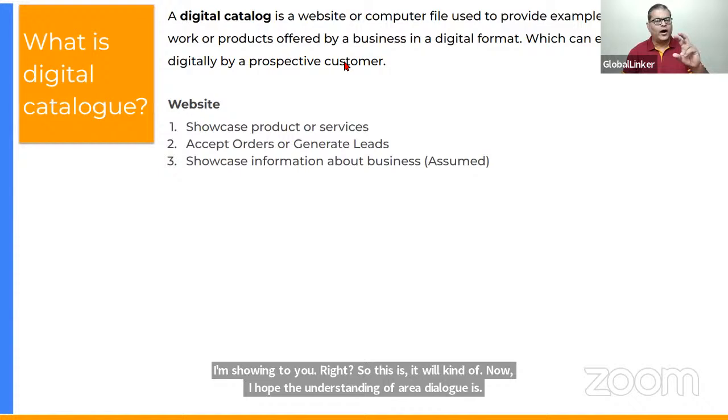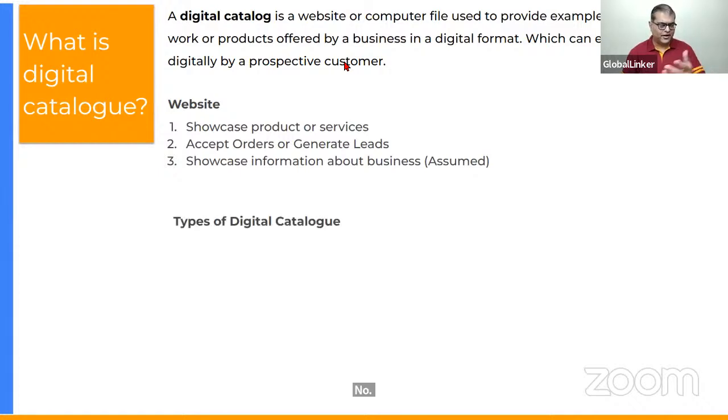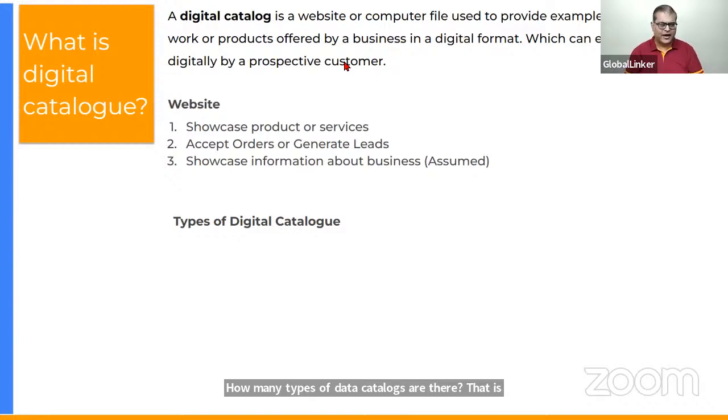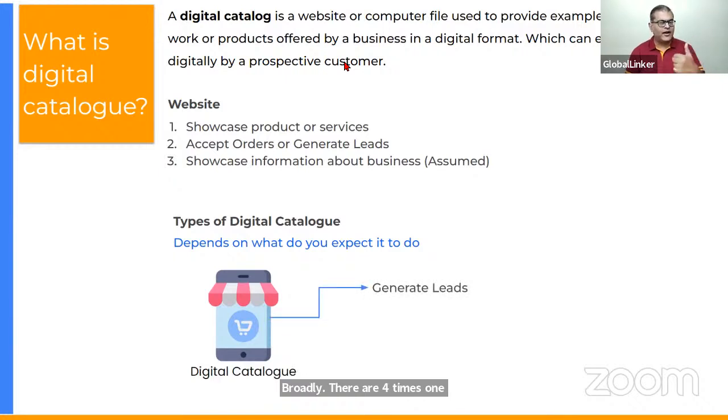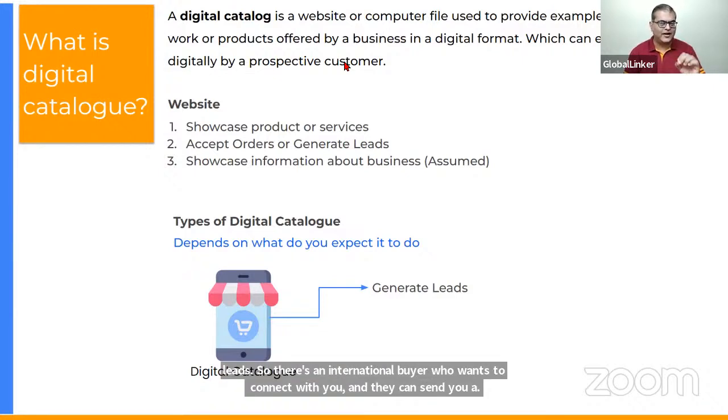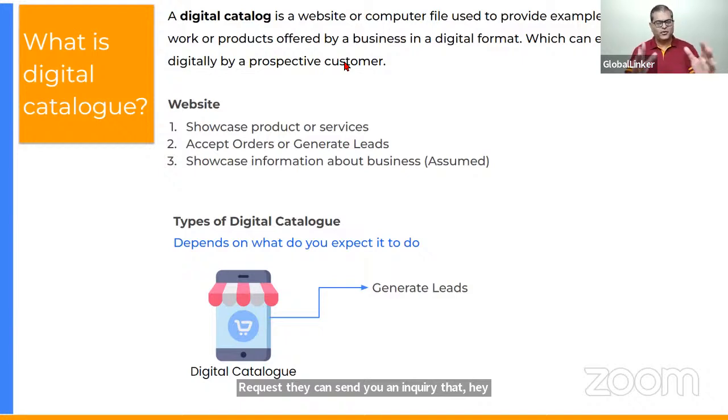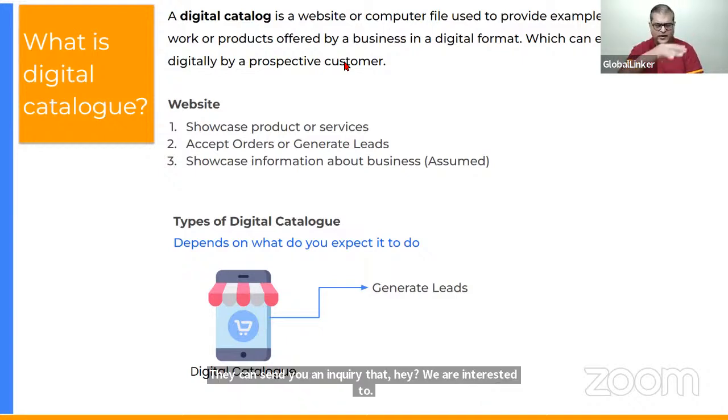Now, how many types of digital catalogs are there? That is obviously the second question which comes to the mind. How many types of digital catalogs are there? So broadly, there are four types. One is wherein you can accept leads. So there's an international buyer who wants to connect with you and they can send you a request. They can send you an inquiry that, hey, we are interested to do business with you. We are interested in buying this product in this many quantities, etc. Right?